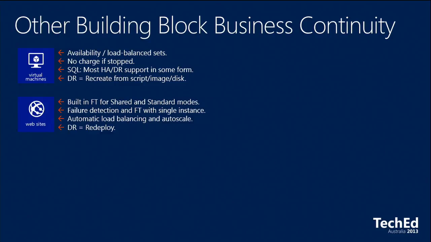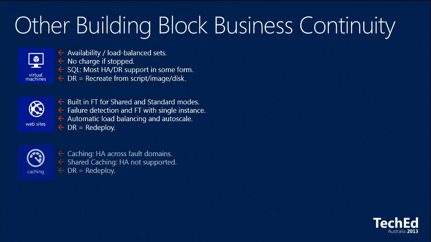And the cool thing about this is we actually have failure detection and fault tolerance with a single instance, which we don't have with cloud services, and that sounds really weird, but what it is, we have a pool of servers which are associated to your workload, and if we're going to run scheduled maintenance, we'll actually move your workload to one that isn't scheduled maintenance, or isn't going to be maintained. So you get automatic load balancing at scale, but from a DR point of view, it's exactly the same as cloud services. You need to redeploy it.